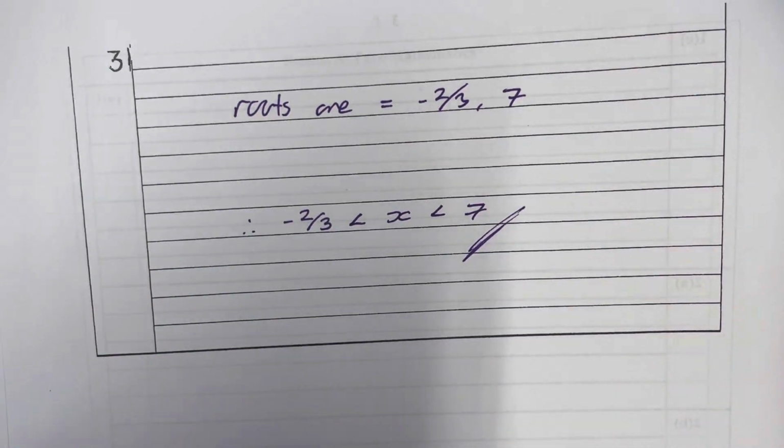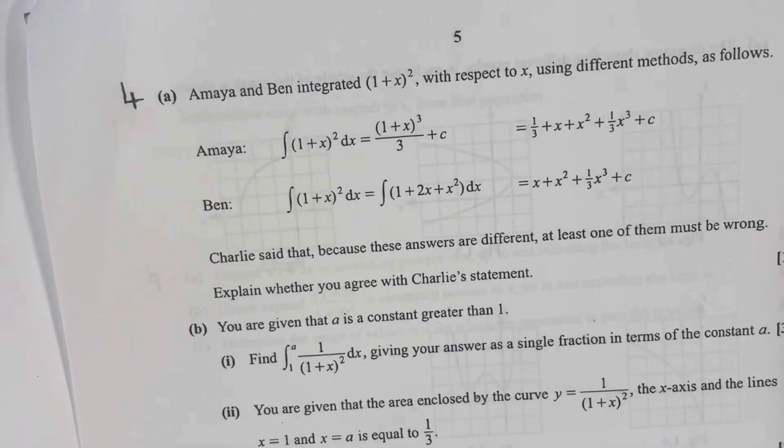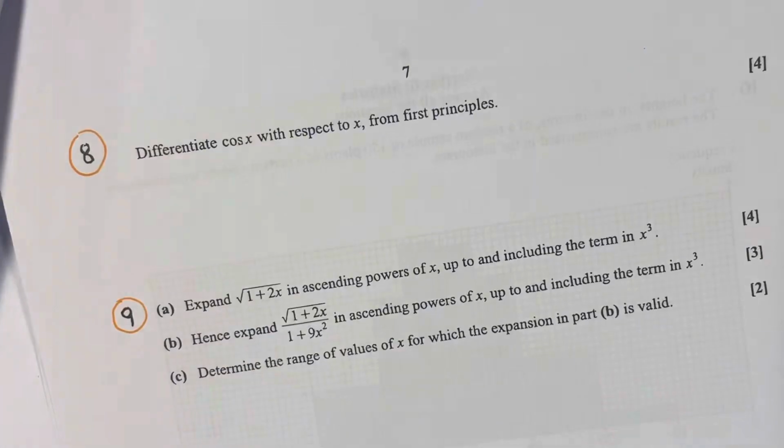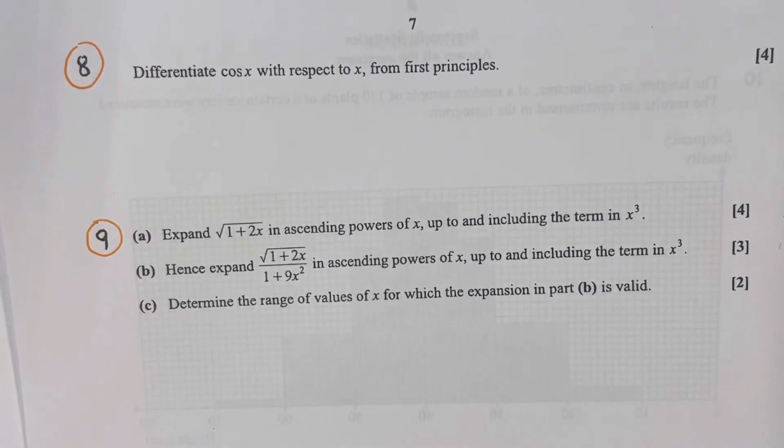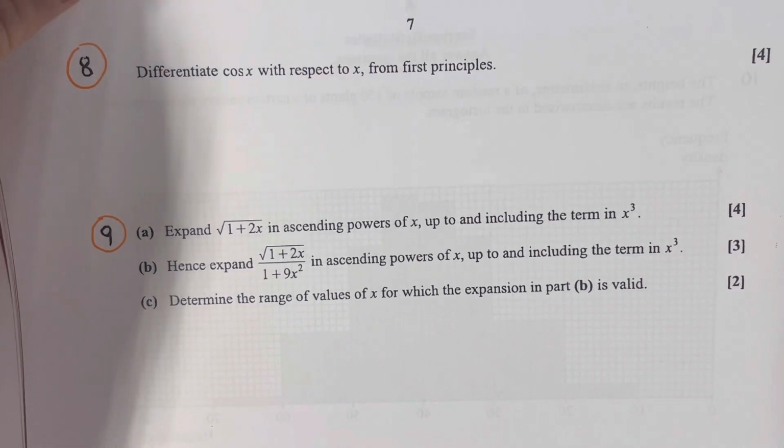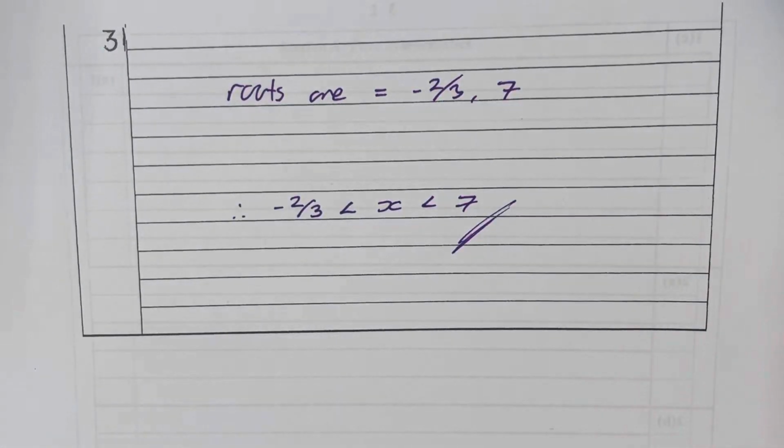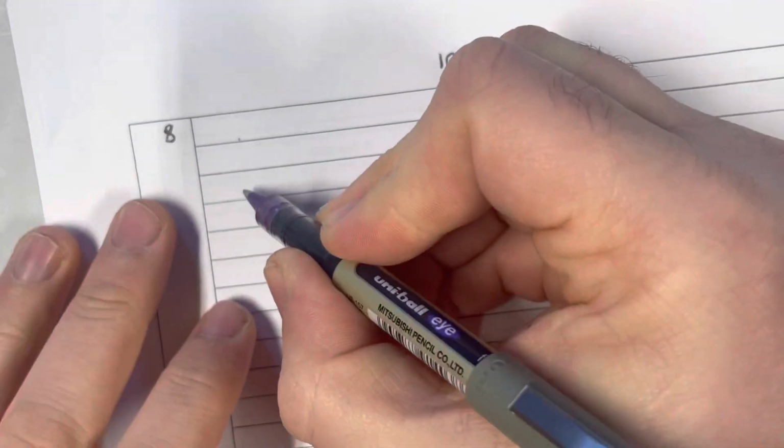Okay, the next question is question number 8. So I'm going to differentiate the cosine of x with respect to x from first principles. So we know the answer is minus sine, because we know that cos differentiates to minus sine, but the question is asking us to do it from first principles. So the answer book, flip over to question 8. I'm going to differentiate cos of x.